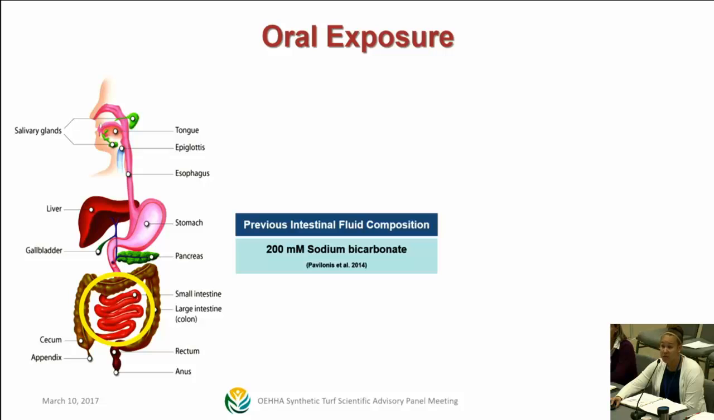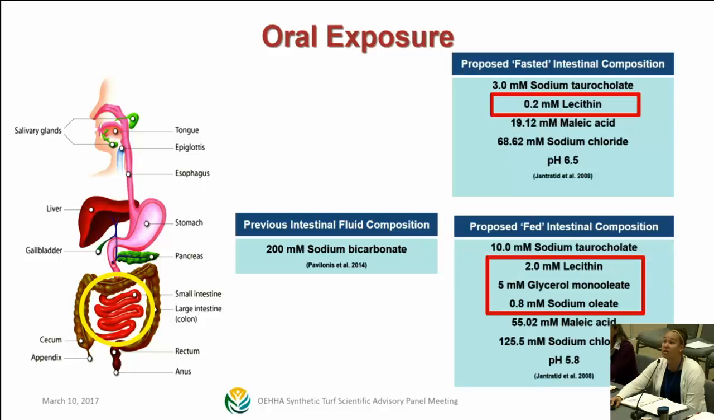Our composition that we proposed at the last meeting was a simple sodium bicarbonate solution. These are our new proposed compositions. They contain fat in the fed state after a meal, and they also contain lipids. And they also contain bile salts, which aid in the digestion of fats.